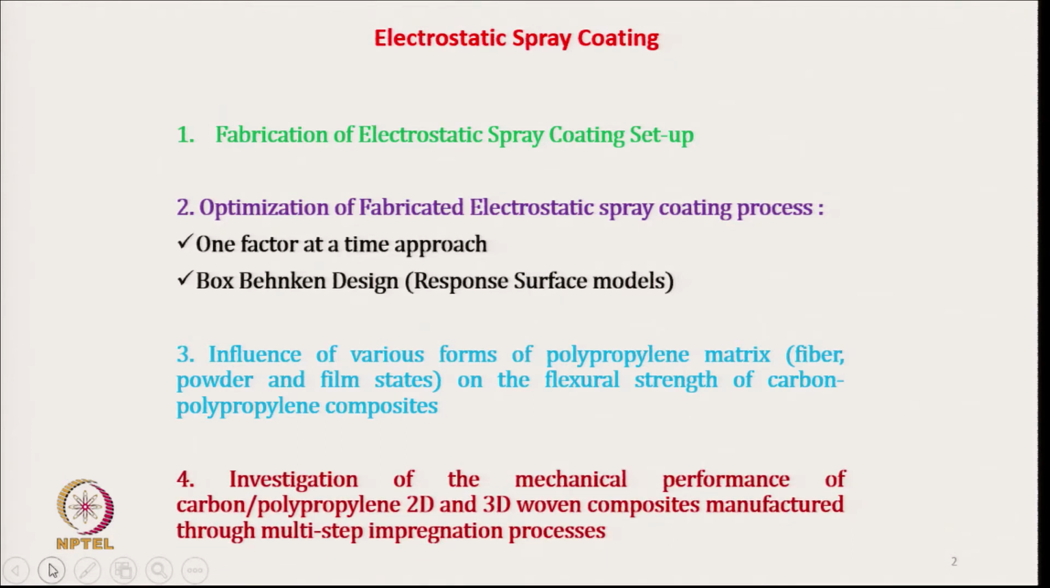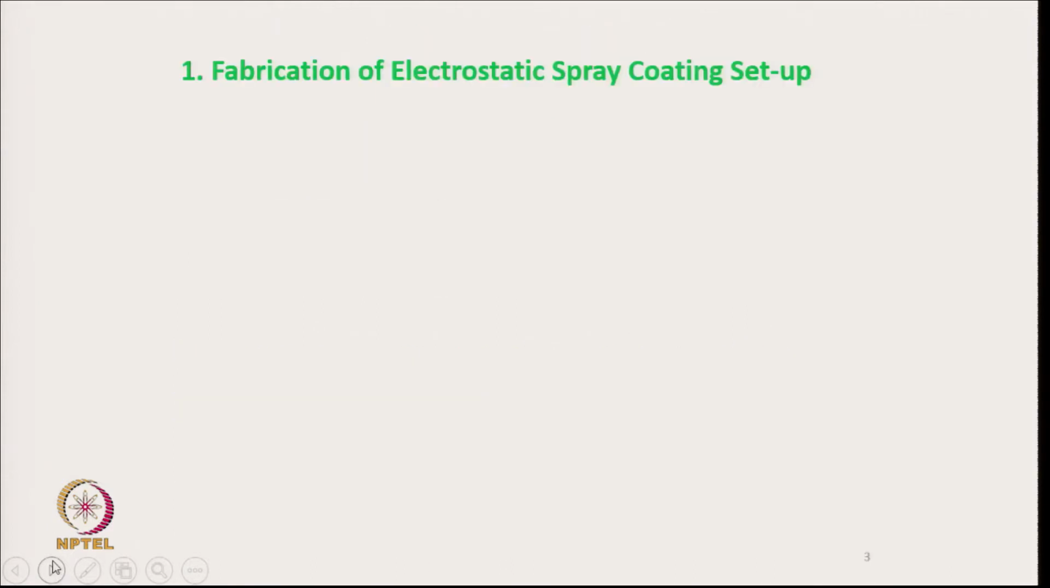Then we have developed fabrics made of carbon polypropylene preform, and the fabrics are of 2D and 3D woven structure. So, let us start with the fabrication of electrostatic spray coating process.